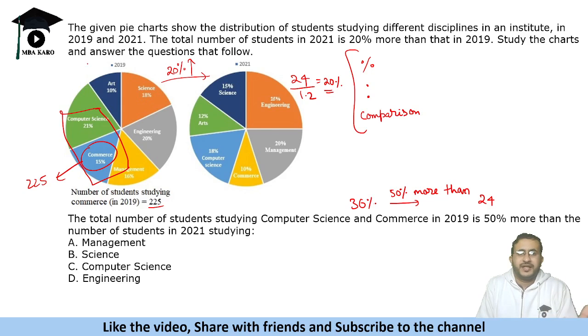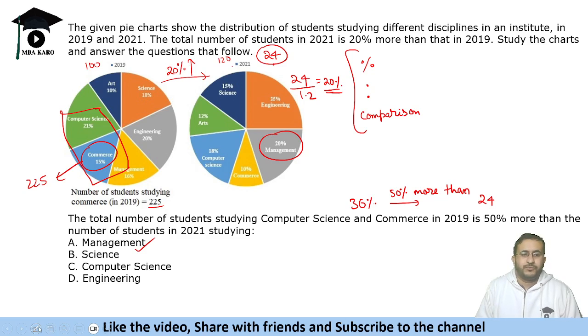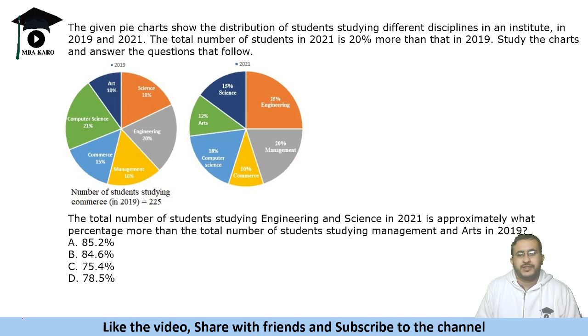Let us say this is 100 and this is 120. So this value is 36%. So 36% is 50% more than 24. So we need to look for the value of 24 out of 120, which is 20%. So using that relation, we can just find out that 20% is management. So the answer is management. We do not need to calculate the total number of students. This is what most people do not know while solving pie charts.